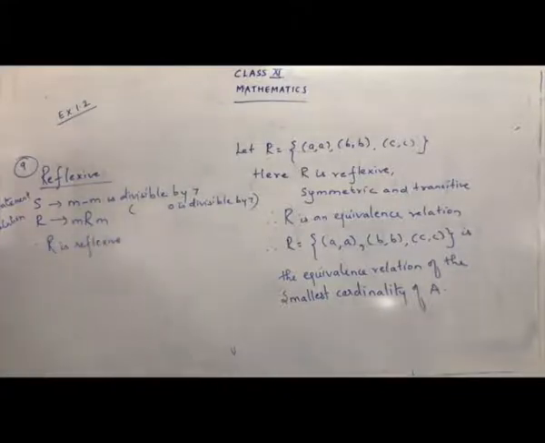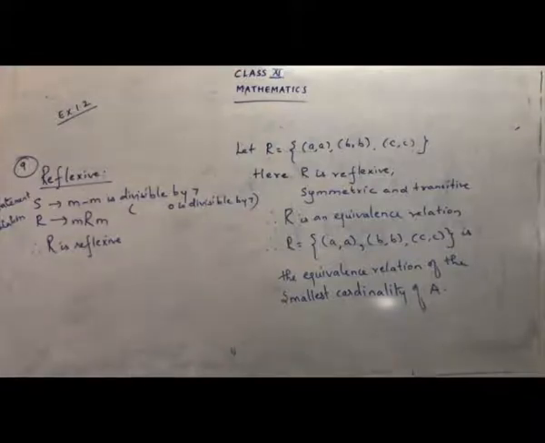Yes, children? So we started with the statement. What was the statement? M minus m is divisible by 7. M minus m will always be 0. That is, if you are taking the same number and you are subtracting them, you get the answer as 0. So m minus m is divisible by 7, which says that m is related to m. Therefore, R is reflexive. The first part is done. Are you clear with the first part, children? Yes, I hope you are clear.